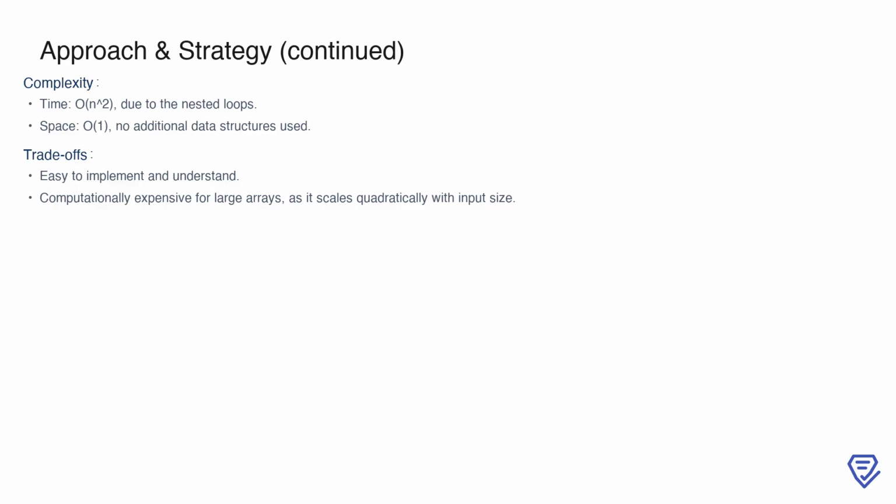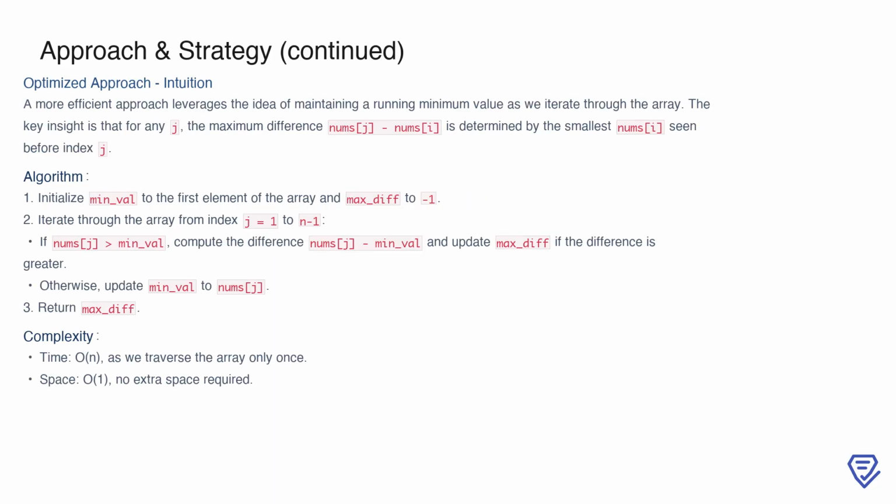The simplicity of implementation is a key advantage, it's straightforward to write and understand. However, when dealing with large arrays, the quadratic time complexity becomes a significant drawback, making this approach impractical for performance-critical applications. A more efficient solution is the optimized approach, which leverages the concept of a running minimum.